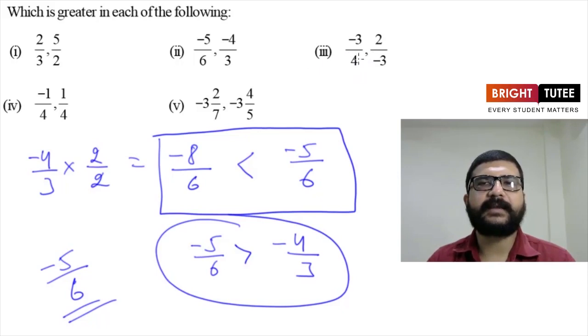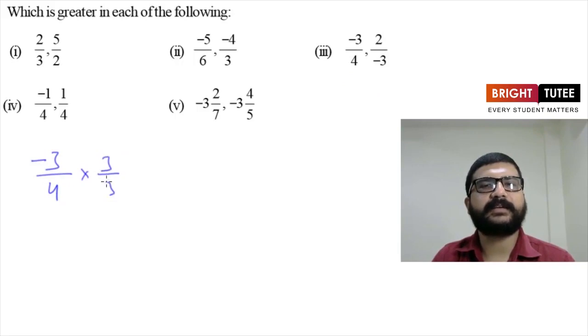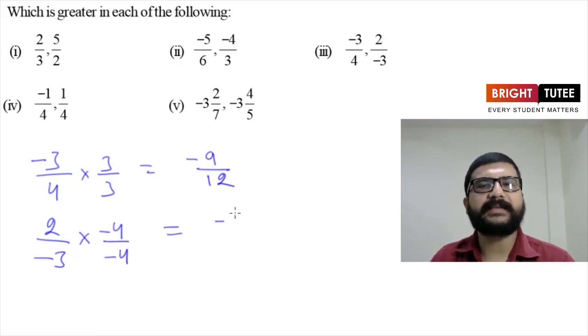Now the next numbers are minus 3 upon 4 and 2 upon minus 3. So what we have to do is make their denominators the same. So let's multiply the first number, that is minus 3 upon 4, with 3 upon 3. Now this will give us minus 9 upon 12, and the second number is 2 upon minus 3. So by which number should we multiply this to get the denominator as 12? So let's multiply it with minus 4 upon minus 4. Now this gives us minus 8 upon 12.